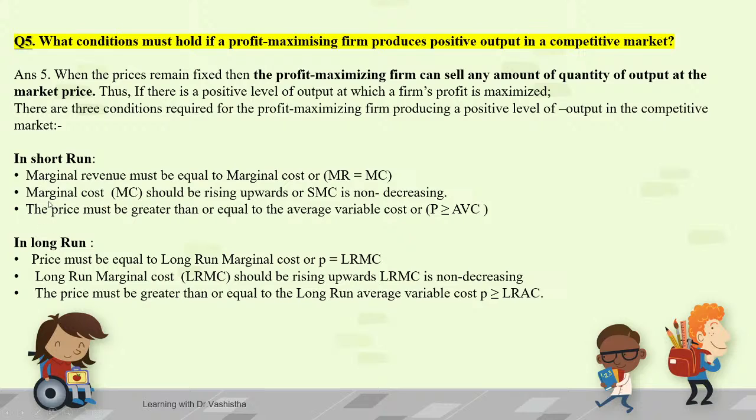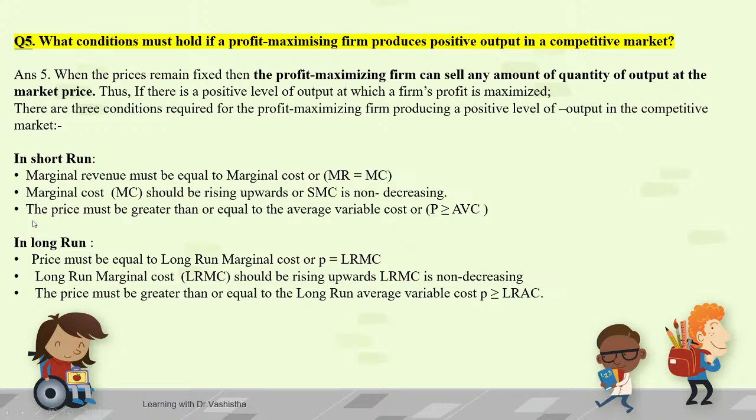For the short run, there are 3 conditions where the profit will be maximized by the firm producing positive output, meaning that output is increasing. So in the short run, what is the condition? First condition is that marginal revenue should be equal to marginal cost. Whatever the firm is earning by producing one additional unit should be equal to the additional cost. Second condition is that marginal cost should be rising upward, or SMC is non-decreasing. Of course, marginal cost will be rising when the firm is producing positive output. So this is the second condition.